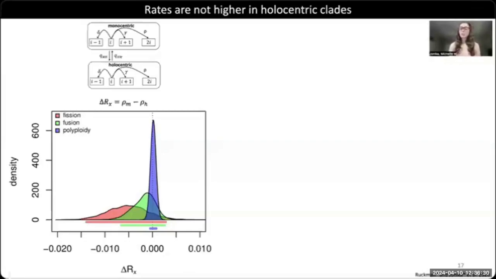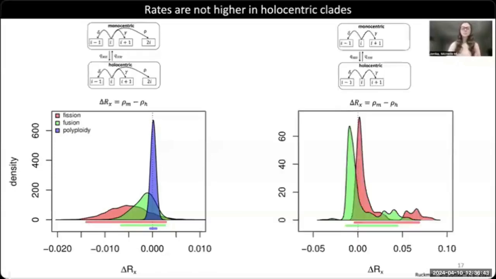Now, there's only mild support for polyploidy across the insect tree of life, and so we wanted to be sure that our rate estimates for polyploidy weren't driving the results that we were seeing. So we also additionally ran this model without polyploidy to see if our results changed. And when we run this model, we again find that both fission and fusion have credible intervals that are overlapping 0.